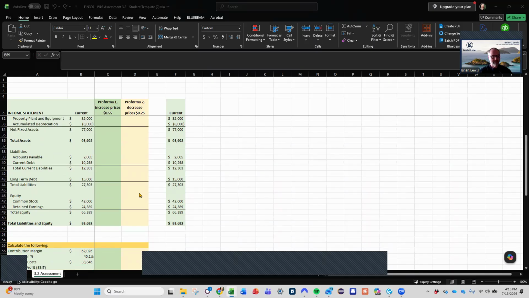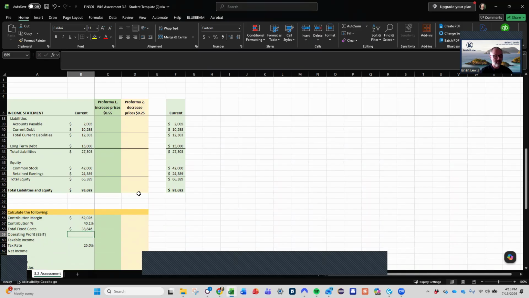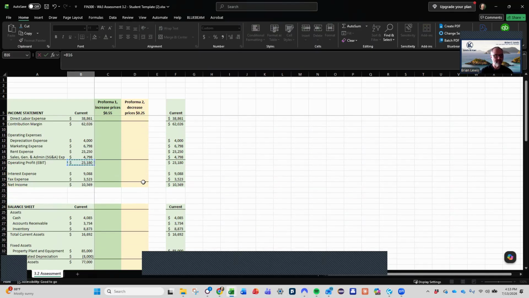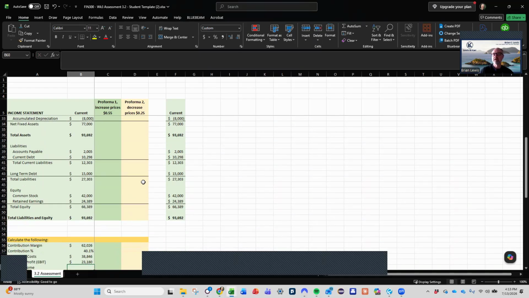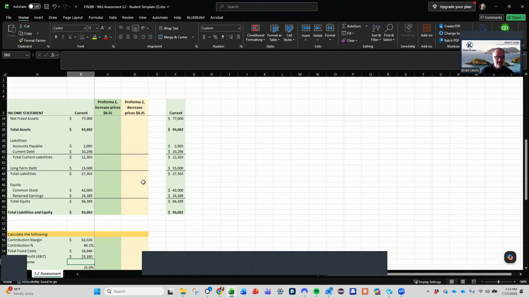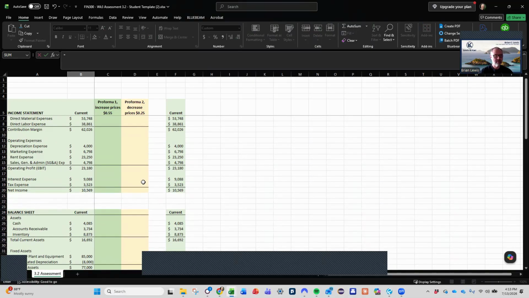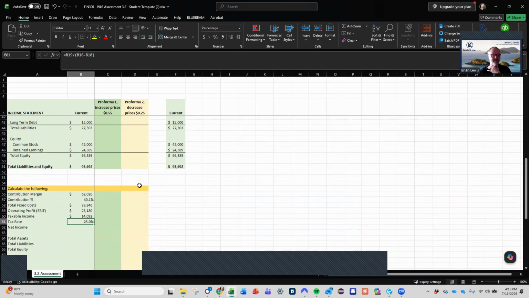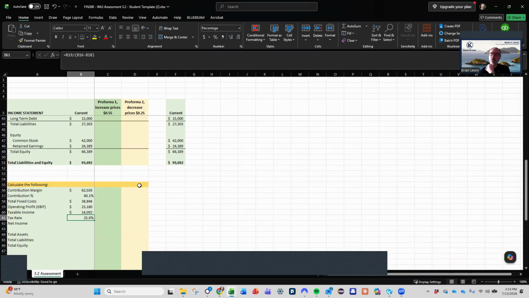And then we've got taxable or operating income, or our EBIT. I think we already calculated that, so let's just come up here. EBIT's right there. And then our taxable income is going to be EBIT minus our interest expense, right? So it's 14,092 for an income tax rate.